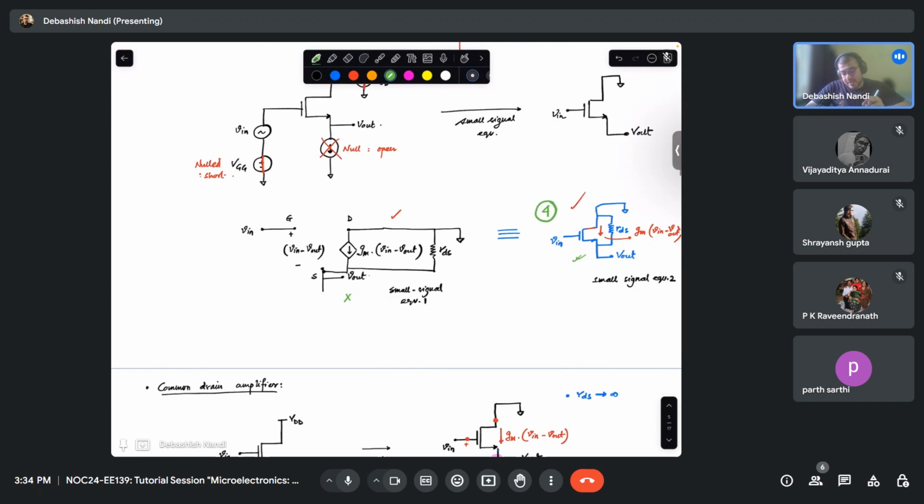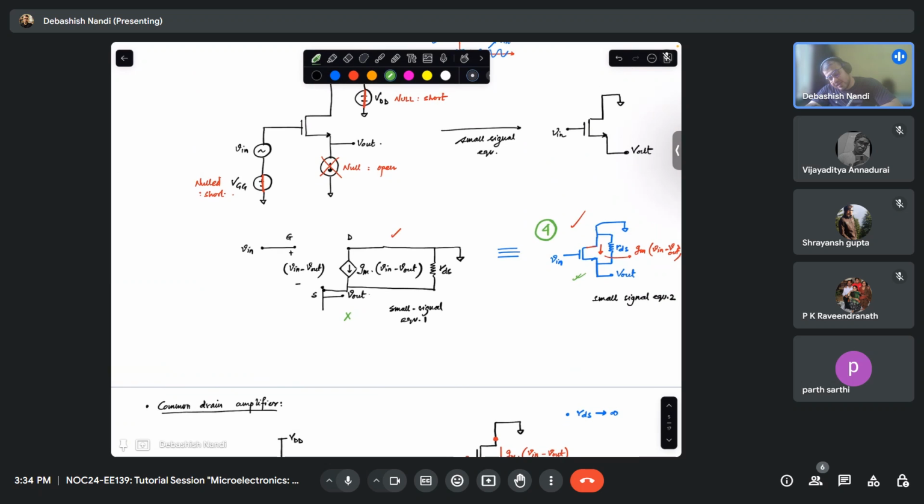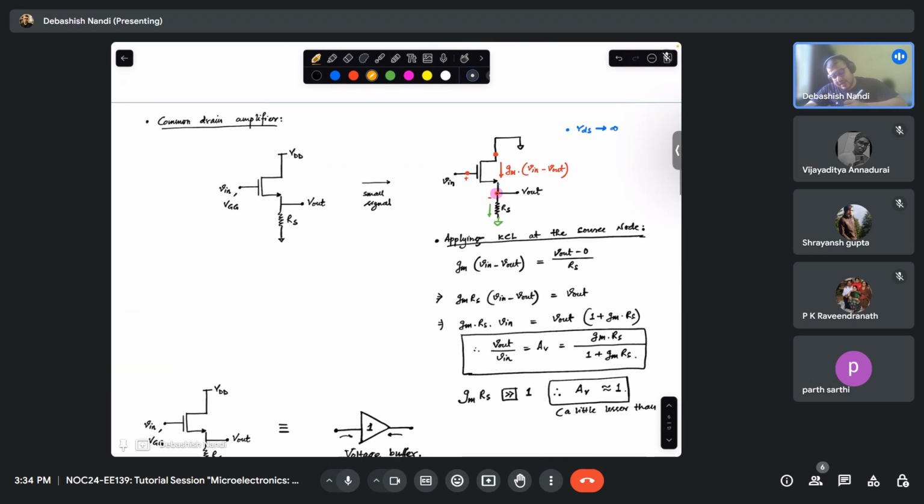Okay. So by the way, you have noticed that I have used a current source here in the common drain, and here I have used RS. So can anyone tell me why I was able to do that? These two represent the same common drain amplifier.